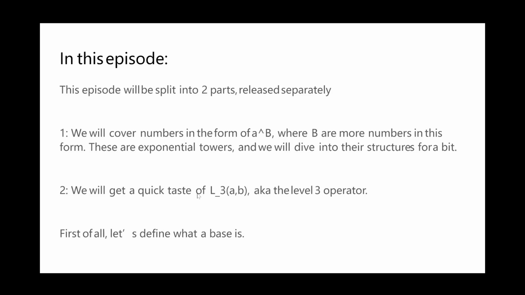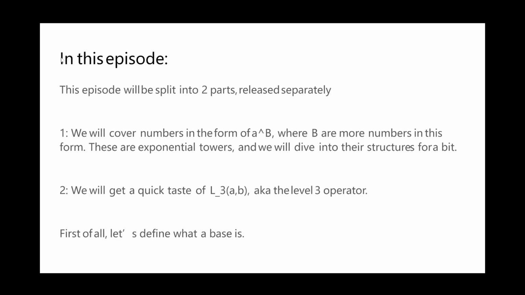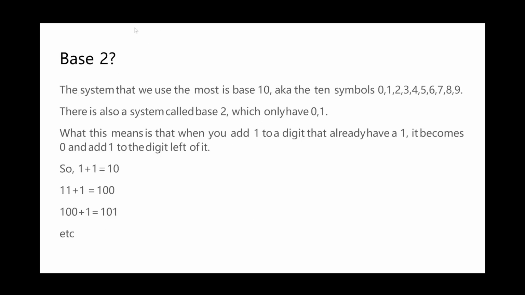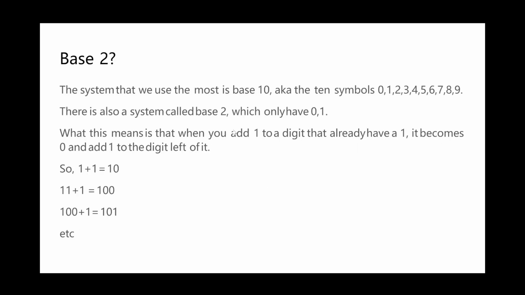Now, first of all, let's define what a base is. Base is essentially just this number a to the b, so in a to the b, a is the base. Base 2 is a system with 2 as the base, which means it's a 2 to the something. The system that we use most often is base 10, which has the 10 symbols 0, 1, 2, 3, 4, 5, 6, 7, 8, 9. Then there's also the system base 2, which only has 0 and 1.